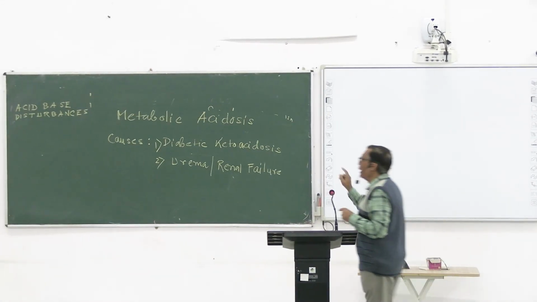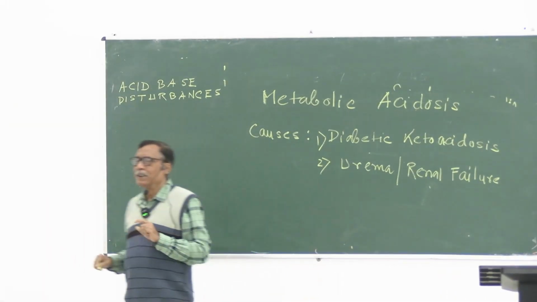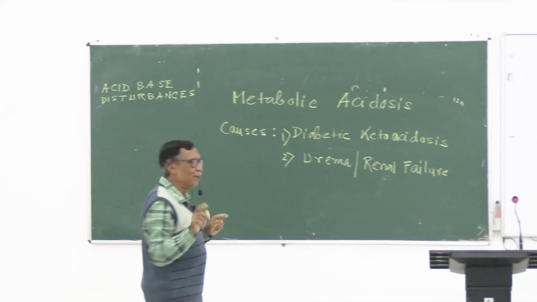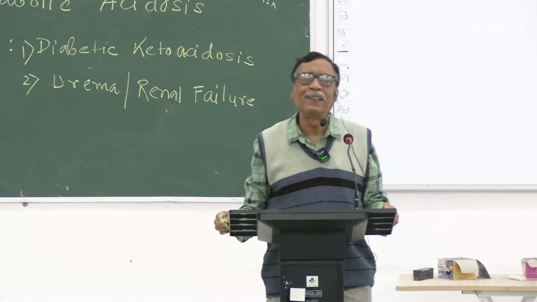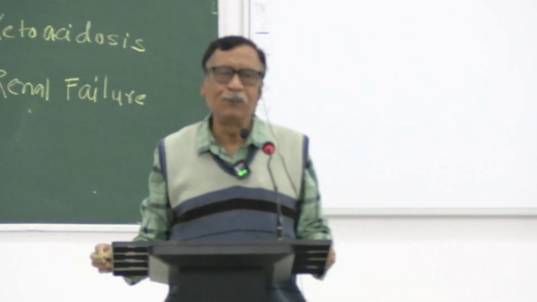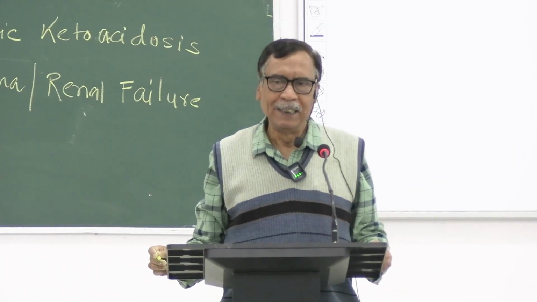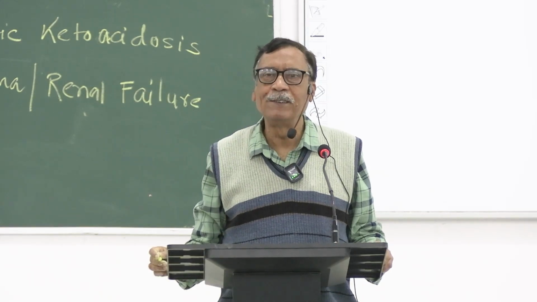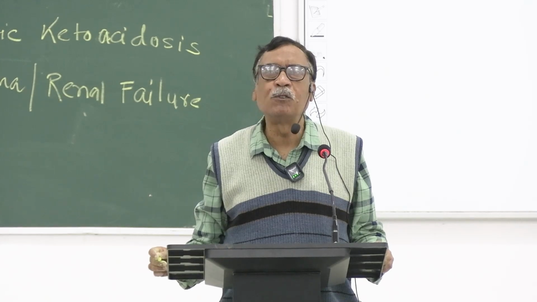In uremia, which acid is accumulated? No, uric acid is not sufficiently increased in renal failure. It is due to sulfuric acid and phosphoric acid, H2SO4 and H3PO4. These are increased in uremia or renal failure, because they are not excreted through the kidney. Acids are excreted through the kidney.